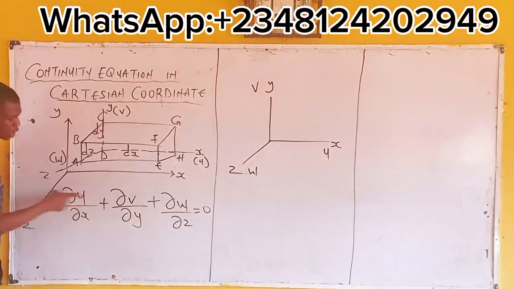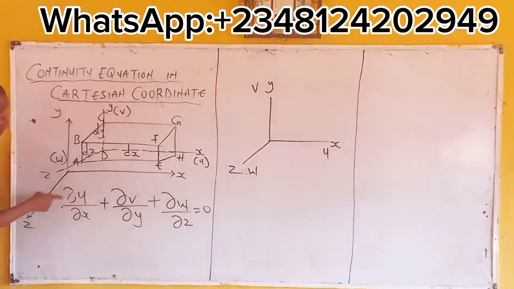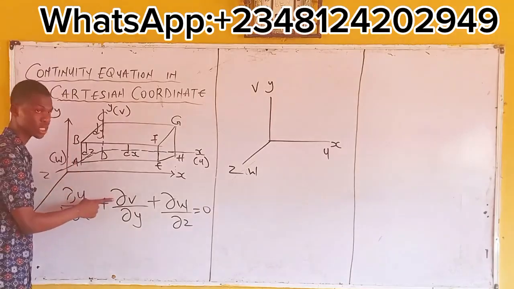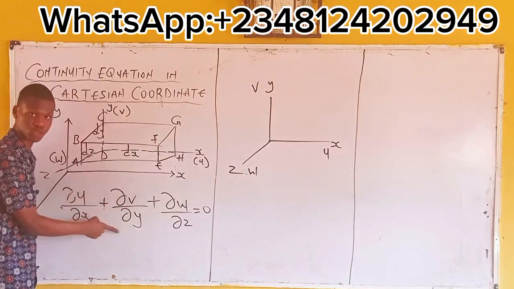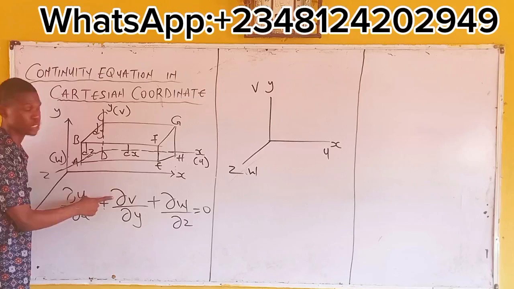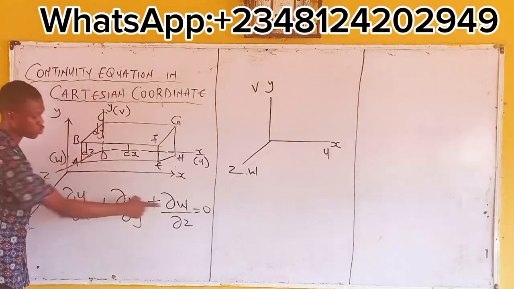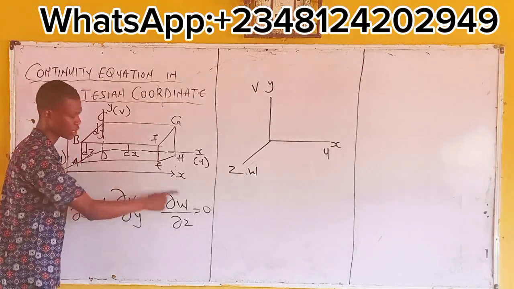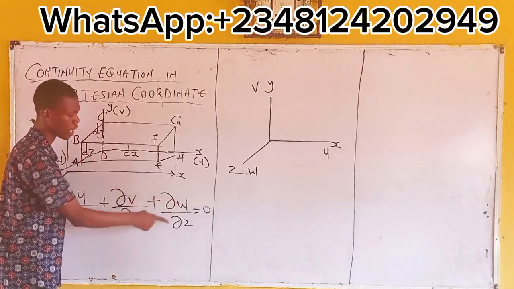This interpretation is saying that for your x-axis, the fluid component is u. The axis where you have your fluid component as u is x, meaning the partial derivative of u with respect to x. Similarly, the next one is the partial derivative of v with respect to y, since the y-axis is where you have your fluid component as v.